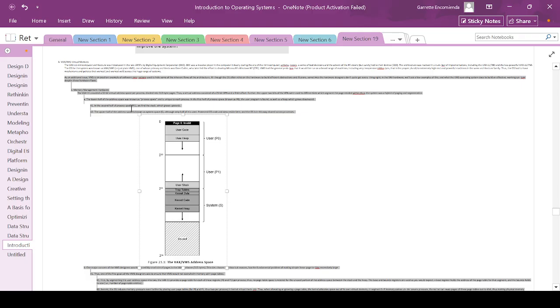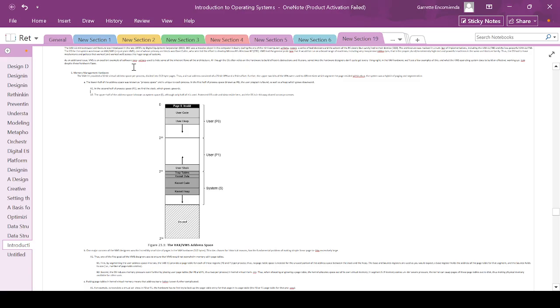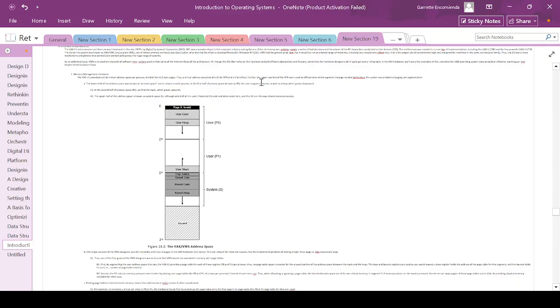As an additional issue, VMS is an excellent example of software innovations used to hide some of the inherent flaws of the architecture. Although the OS often relies on the hardware to build efficient abstractions and illusions, sometimes the hardware designers don't quite get everything right. In the VAX hardware, we'll see a few examples of this and what the VMS operating system does to build an effective working system despite these hardware flaws. So, how do you build on top of those hardware flaws?